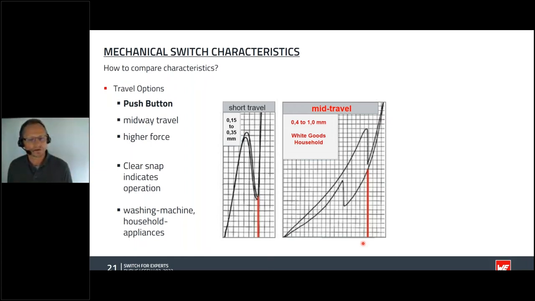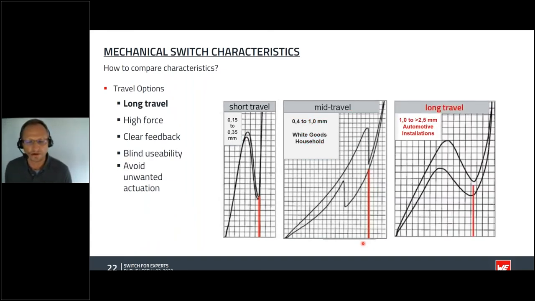Then we turn to long travel. And this means the travel can be up to 2.5 millimeters and even more. One reason is to avoid accidental operation. For example, in a car, when you don't look at the switch because you want to keep your eyes on the traffic and your fingers already know the exact position where the switch is located, like a blind operation. And by the way, most research I've found about usability and ergonomics is related to the automotive sector.